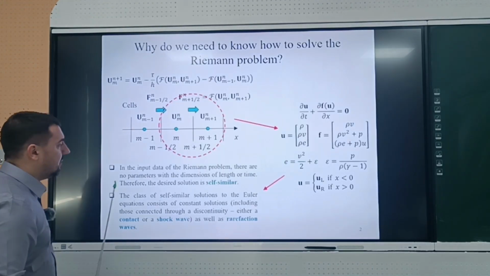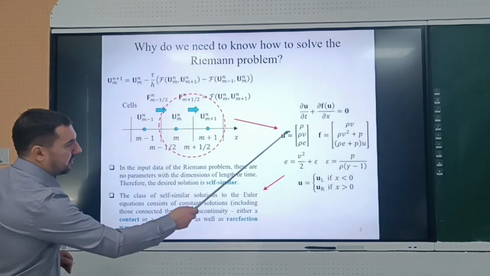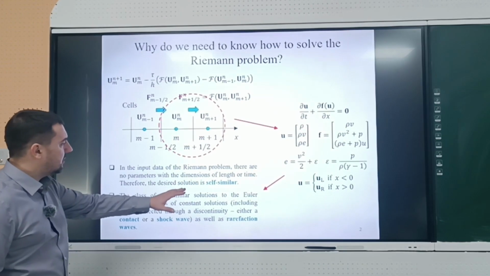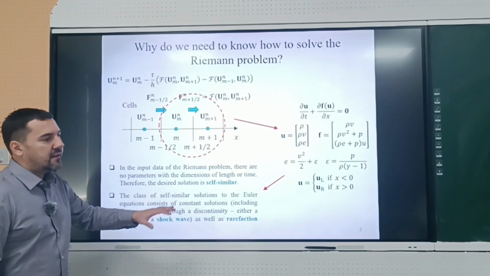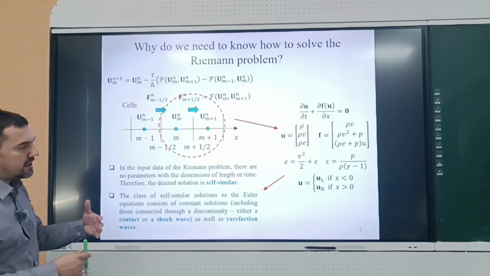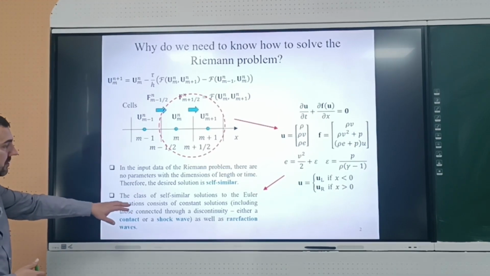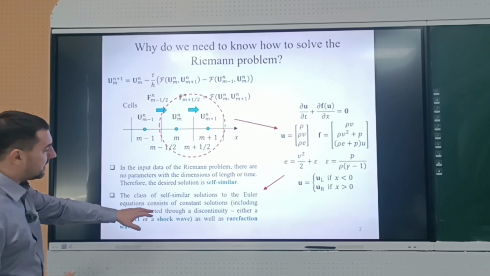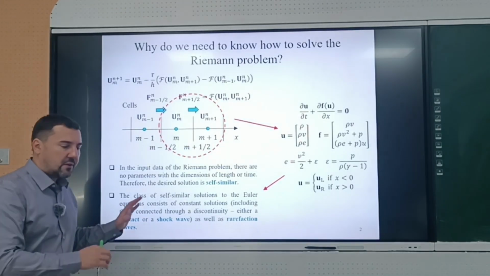Last time we discussed a number of features of the solution of this Riemann problem. In the input data of the Riemann problem, there are no parameters with the dimensions of length or time. Therefore, the desired solution is self-similar. That is why, first of all, we should know what the self-similar solutions of the Euler equations are and how to build them. The class of self-similar solutions to the Euler equations consists of a constant solution, including those connected through a discontinuity, either contact or shock wave, as well as rarefaction waves, or more accurately, simple waves.